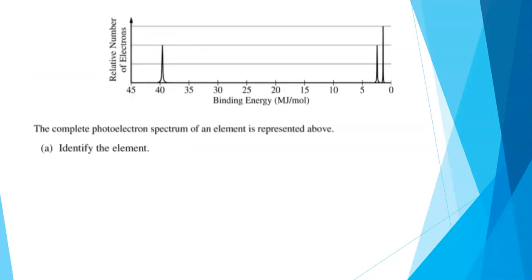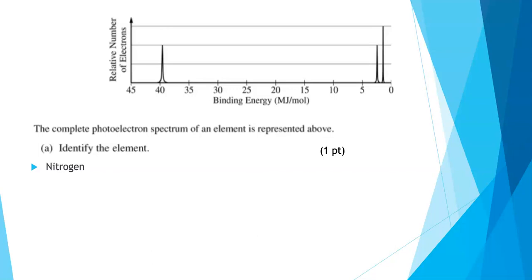It starts with a photoelectron spectrum. All right, it says it's the complete photoelectron spectrum of an element, so all of the electrons are present, and you're asked to identify the element. Now, this was scored out of 1 point. All right, and the answer is nitrogen. How do you get there? How do you figure out that it's nitrogen and not some other element?